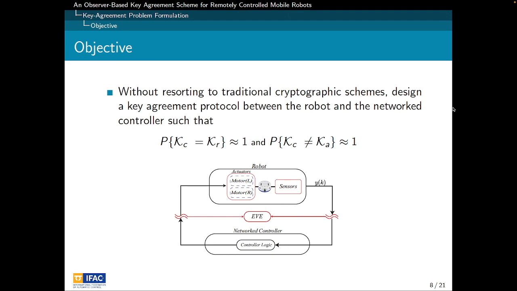So, our objective is, without resorting to traditional cryptographic schemes, to design a key agreement protocol between the robot and the network controller such that the key which is recovered by the controller should be the same as the robot's key, but the key which is recovered by Eve should be different.